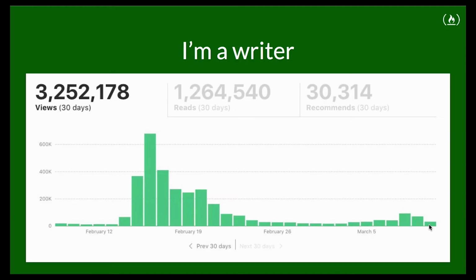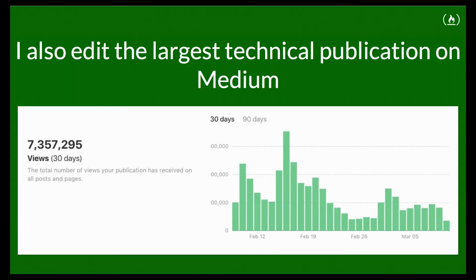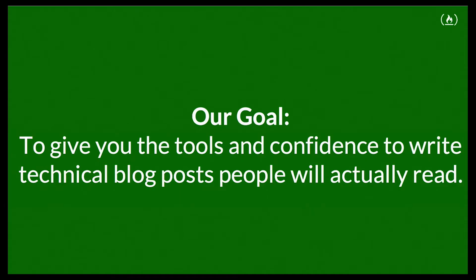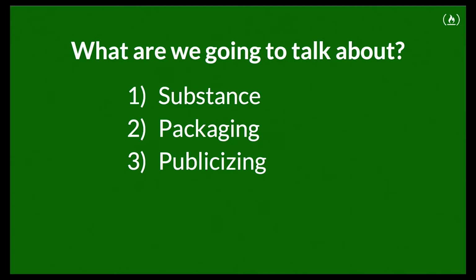So I've been writing very actively on both Medium and on Quora, and I also edit FreeCodeCamp's Medium publication, which publishes a whole lot of articles on development, design, and data science. So my goal is for all of you to walk out of here with both the confidence and the tools that you need to be able to write technical articles that people will sit down and actually invest the time in reading. So there are really three elements to this. First, you need substance. Second, you need to package that substance for consumption. And third, you need to go out and publicize it.